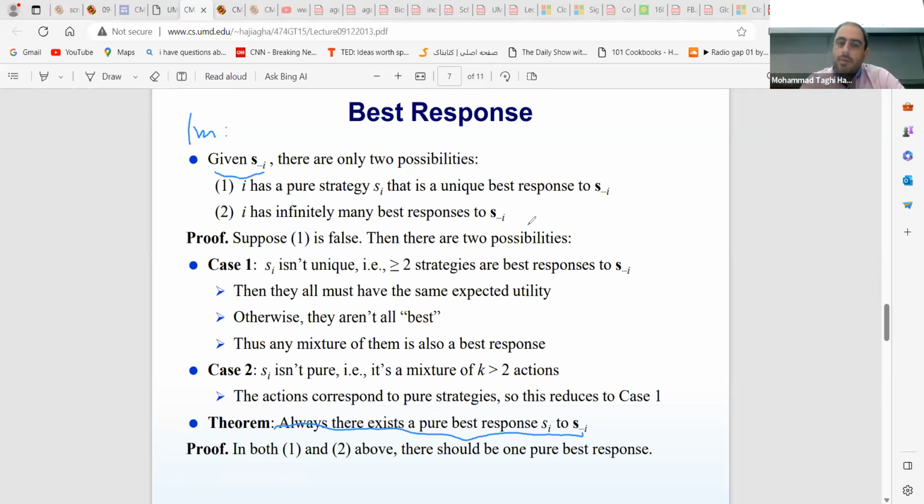Okay, so let's discuss this one. So consider S minus I. There are only two possibilities. I want to say, either I has a pure strategy Si that is a unique best response to S minus I. Okay, so if that is the case, then we are done.